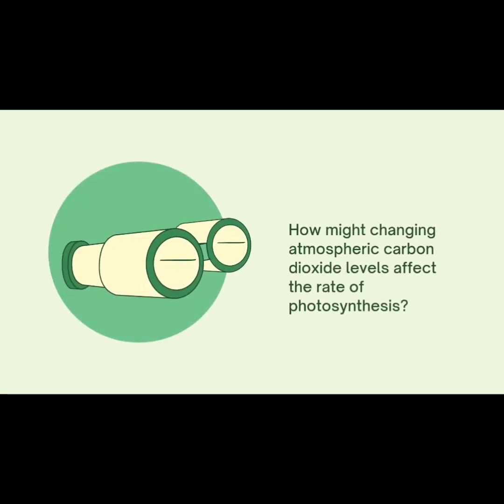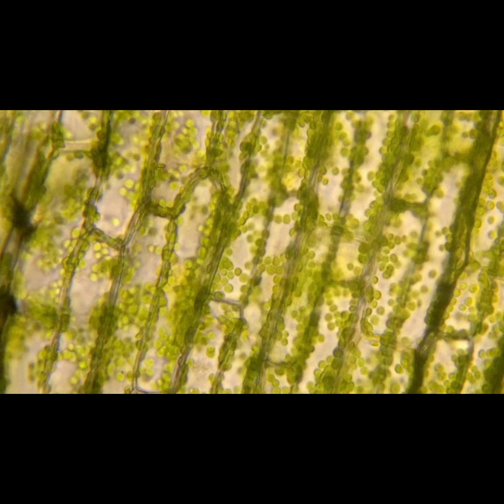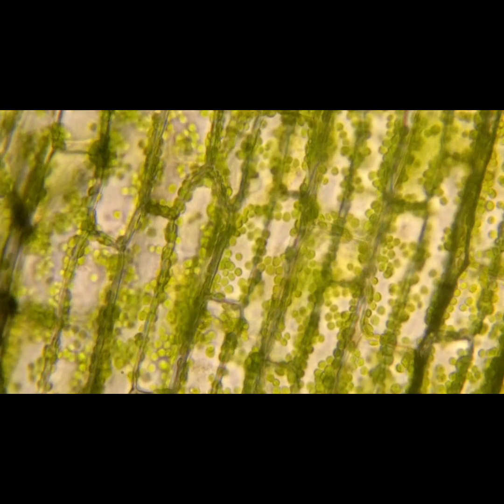How might changing atmospheric carbon dioxide levels affect the rate of photosynthesis? This is a microscopic view of a chlorophyll inside the leaves of a plant.